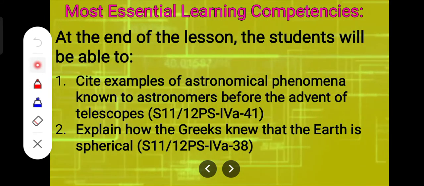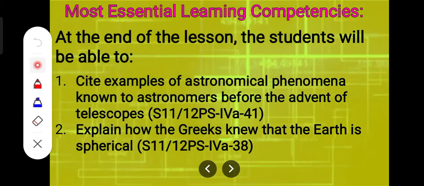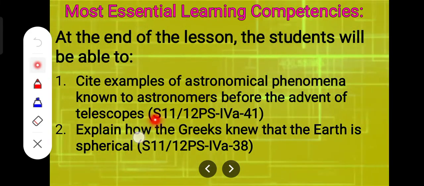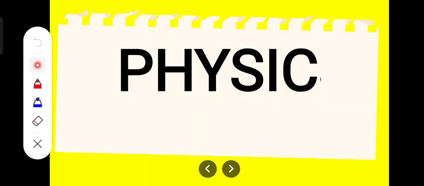So, in quarter 4, we will be dealing with physics. But as you can see in the most essential learning competencies, we have here the presence of astronomers, telescopes, and the Earth. So, meaning, we are going to relate physics into Earth science. So we go back to our discussion last sem, first quarter, all about Earth science.